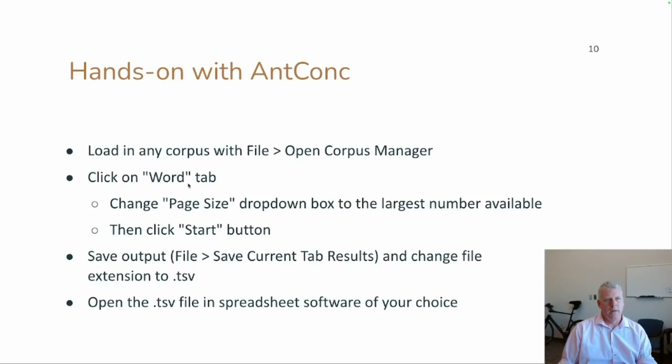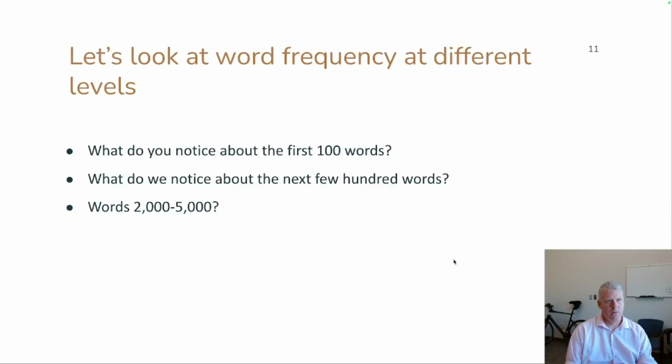We're going to click on the Word tab, and we're going to click on the page size drop down to get the largest number available. Then we'll click Start. Then we can save the output out to a TSV file. We can open that TSV file in a spreadsheet. Should we give it a try?